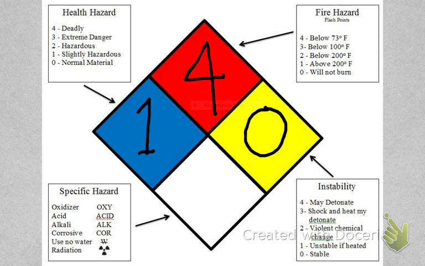So oftentimes, if you go to, say, Lowe's or another place to buy a propane bottle for your gas grill, you might see this diamond on there to let people, to let the store personnel, know that it is highly flammable, it's only slightly hazardous, and it's a very stable chemical. So look for this the next time you buy propane with your mom or dad at the store.